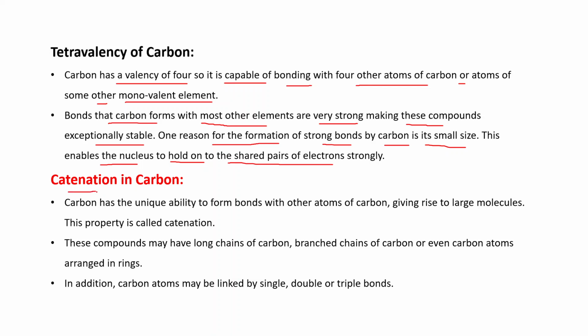Another property is catenation. Carbon has the unique ability to form bonds with other atoms of carbon, giving rise to large molecules. This property is called catenation. It means carbon has the property of self-linking. These compounds may have long chains of carbon, branched chains of carbon, or even carbon atoms arranged in rings. That is, these carbon atoms may arrange in the long chain, that is straight chain, in the branch chain, or even the ring. In addition, carbon atoms may be linked by single, double, or triple bonds.